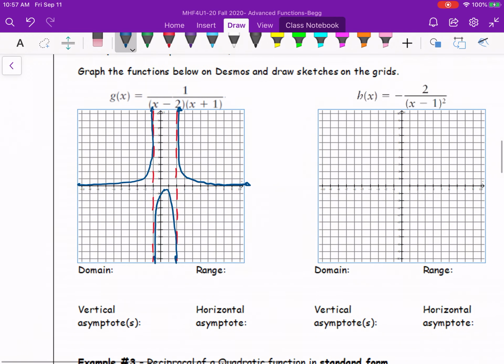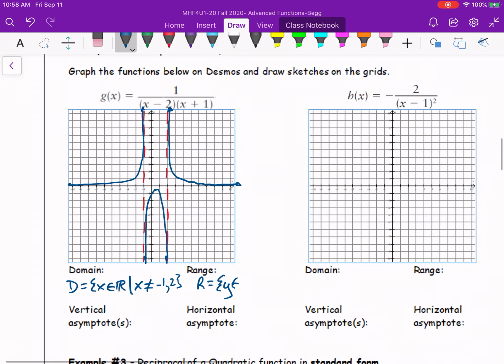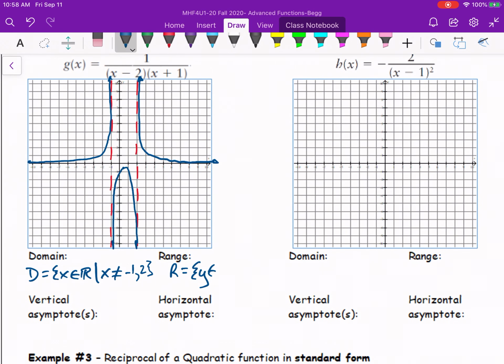Okay, let's quickly fill in the details. Domain is all real numbers, except where the asymptotes are. X cannot equal -1 or +2. The range is all real numbers, except the vertical asymptote. Actually, no, there's a bit more for that one. Sorry, I got to take that back. The range is all real numbers.